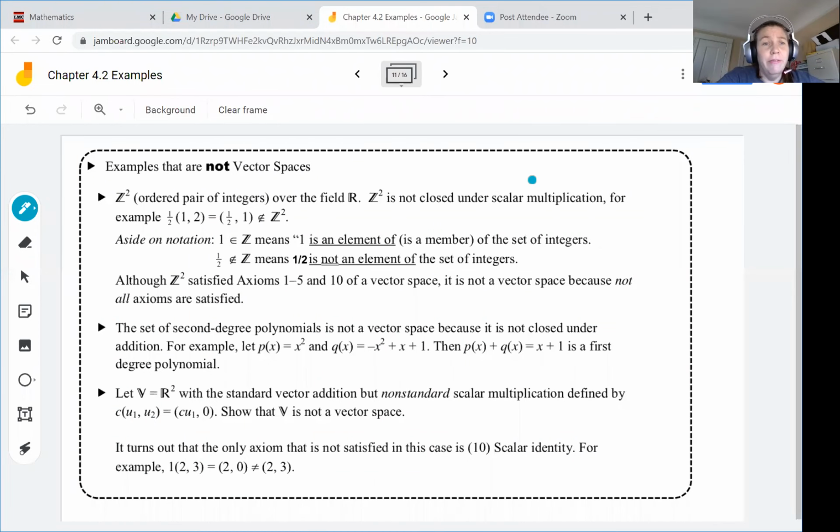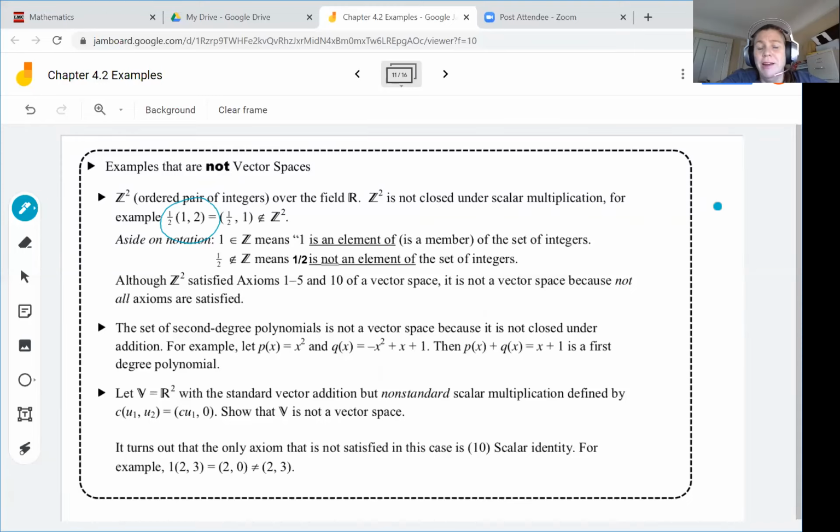All right, the first example of not a vector space is the ordered pair of integers over the field R. Imagine if you have a scalar that's a fraction multiplied by an integer, you don't have an integer anymore. So for that reason, Z², these ordered pairs of integers, is not closed under scalar multiplication because, say, we take a half multiplied by the ordered pair (1, 2). Now we've got the ordered pair (1/2, 1), and the half is not an integer.